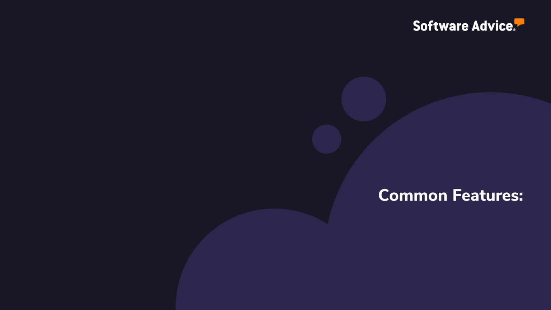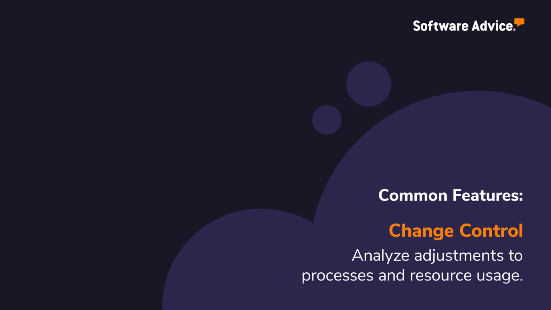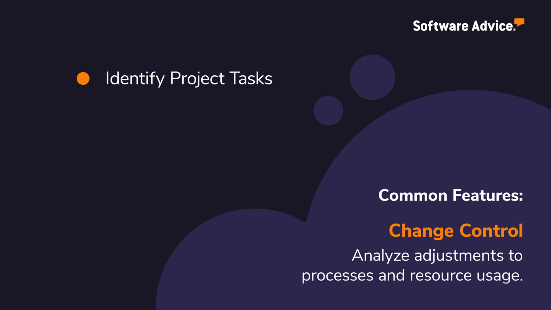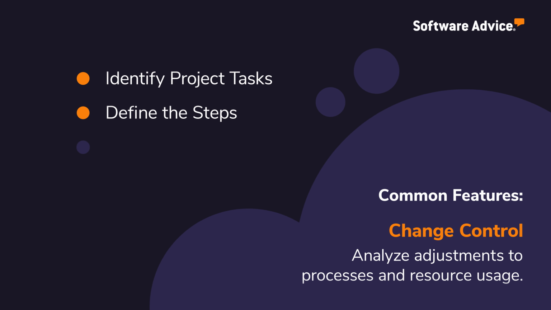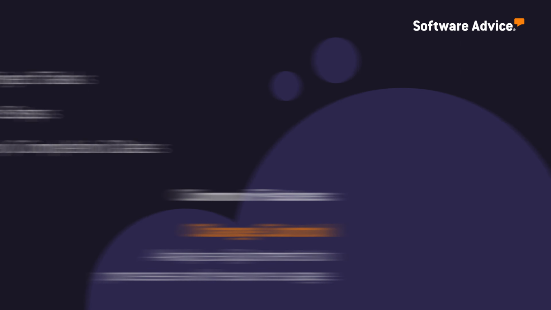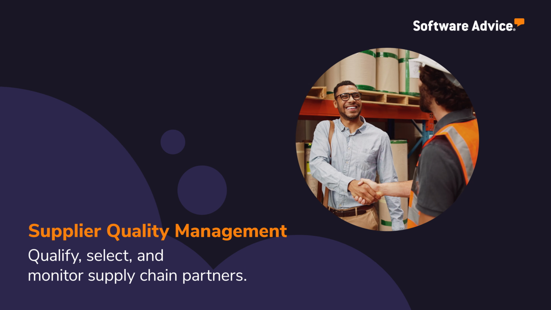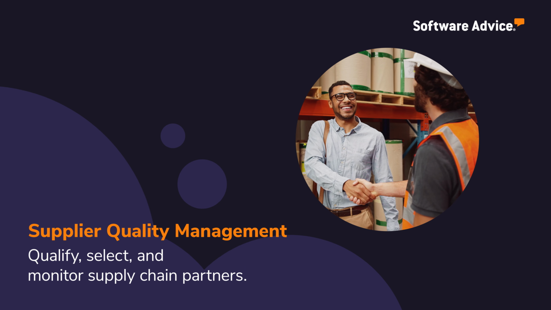Common features of quality management software include change control, to analyze adjustments to processes and resource usage by identifying tasks, defining the steps involved, and organizing tasks by the completion dates required to implement a change. Supplier quality management qualifies potential supply chain partners and monitors supply chain collaborations to determine benefits and advantages.